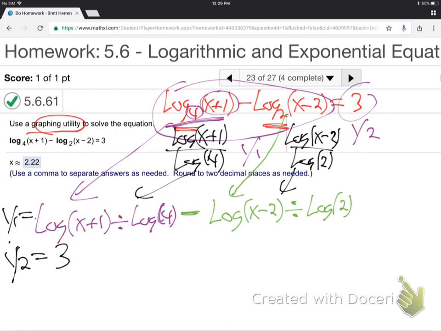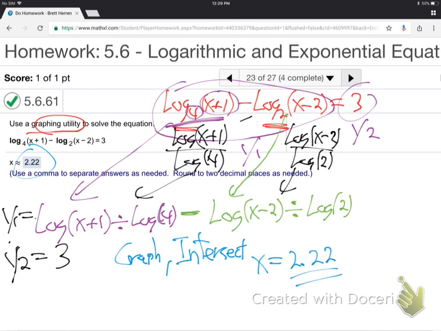So type that in for y1. y2 is just 3, right? y1's one side. y2 is the other side, either way. And then graph it on your calculator. Hit the graph button. And then do the intersect thing. I've already got the answer on the screen there. Should be 2.22. You able to get that?